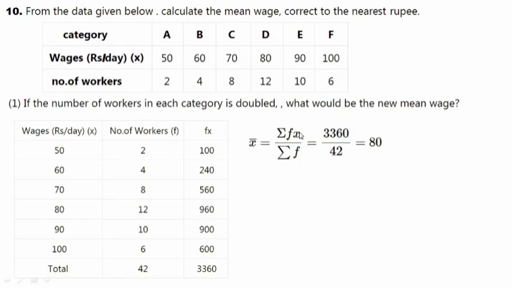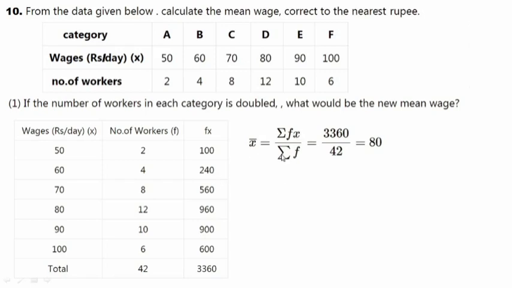Okay, but if you see, the numerator contains x but the denominator doesn't contain x. So if you make any change in x, then there will be a change in the mean, and the mean will also change by the same amount by which x is changed.